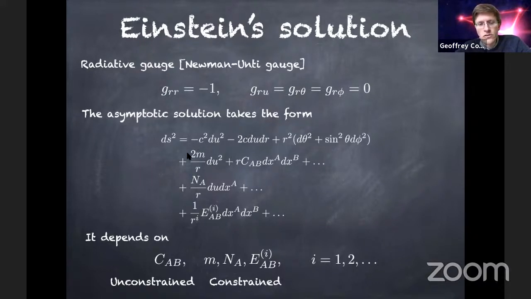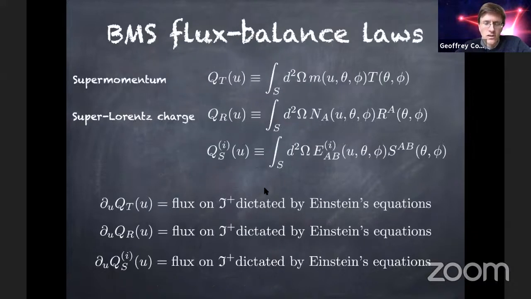At leading order you have two quantities, and the leading one is called the Bondi shear, and it's unconstrained by Einstein's equations. All the rest of the metric that you expand is constrained by Einstein's equations. Only these ones are unconstrained, and they represent the gravitational radiation. The rest can be written as retarded integrals. Okay, and then you can write down these fluxes.